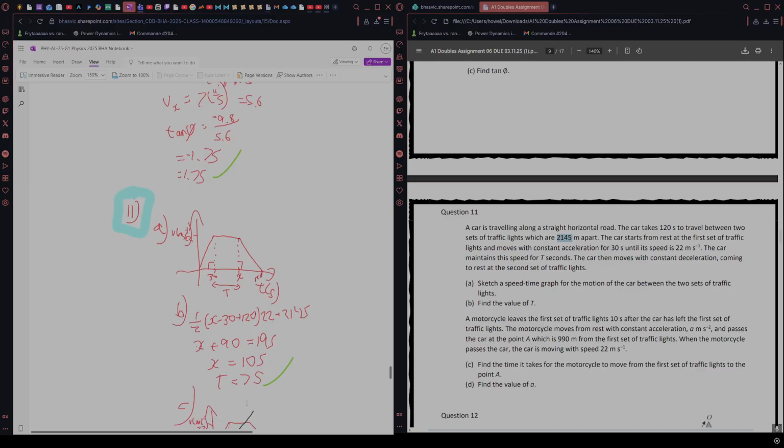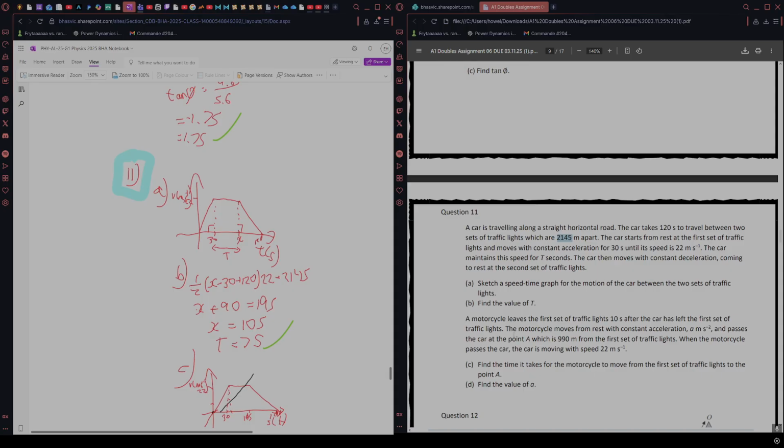Next, we're finding the value of t, so we can form an equation for the entire thing and set it equal to 2,145, because we know the area. We can just rearrange to find x equals 105, and we take away 30 from that to get the distance in between x and 30, or 75.